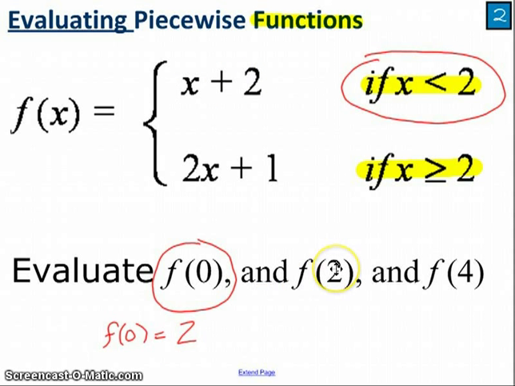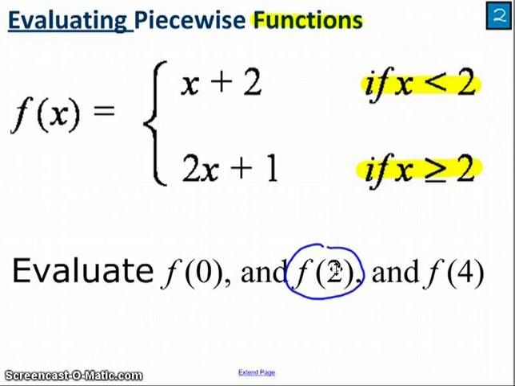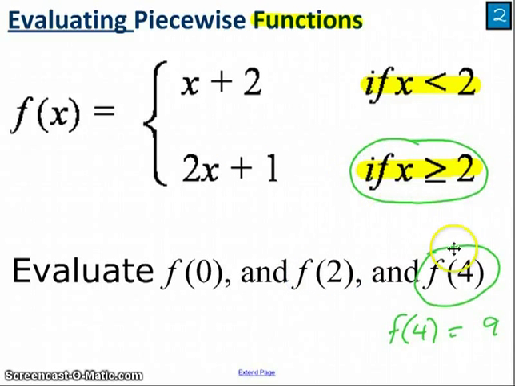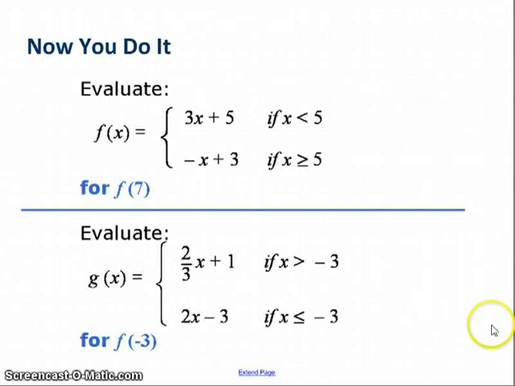If I try 2, though, well, 2 fits with this domain. It's not less than 2. 2 is equal to 2. So I plug 2 in here. I've got 2 times 2 plus 1, and I get f of 2 equals 5. Last one here, f of 4, well, clearly 4 is greater than 2. 4 fits in this domain, so I should have done 2 times 4 plus 1. Should have gotten 9. So now you do it.